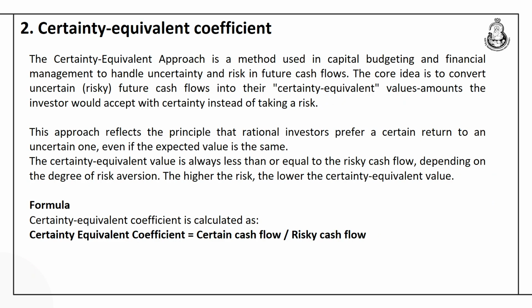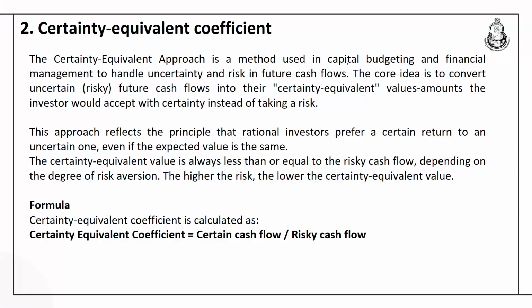The second method is the certainty equivalent coefficient. Friends, we have seen that in RADR we have incorporated risk in the denominator, if you look at the equation, but in case of the certainty equivalent coefficient, it is going to adjust the risk in the numerator, that is the cash inflow.